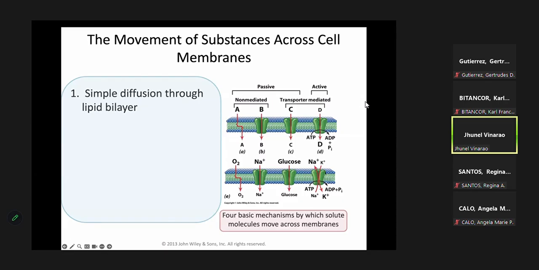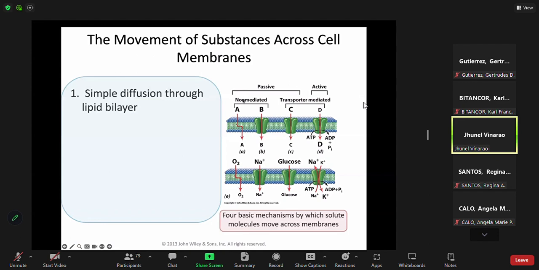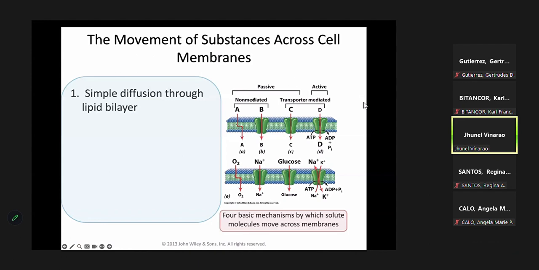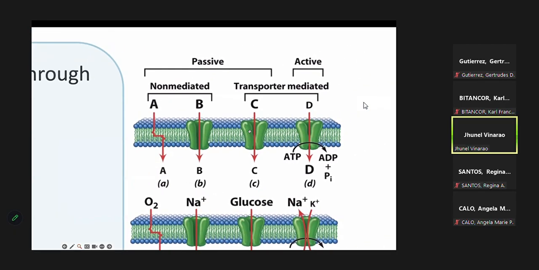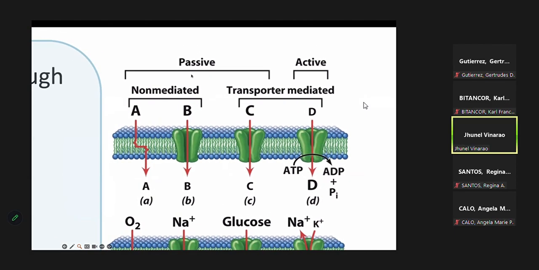So, movements of substance across the cell membrane. We have two types here: active and passive transport. When we say passive transport, we don't need ATP to do its action. In active transport, we need ATP. Under passive, we have non-mediated and transporter-mediated. In active, it can also be transporter-mediated.